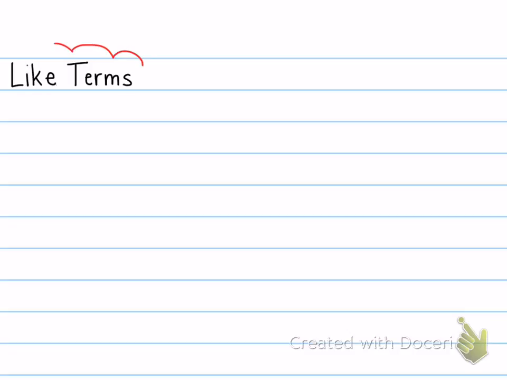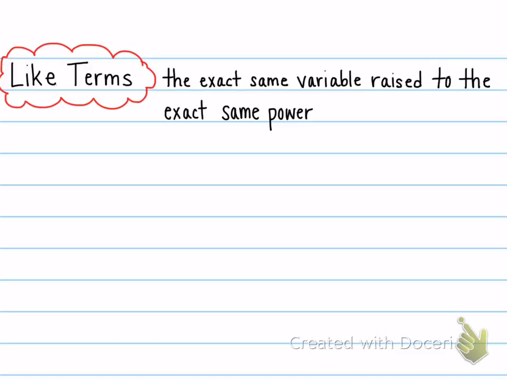Okay, so like terms are when you have the exact same variable raised to the exact same power. It does not matter what the coefficient is, because the coefficient is what we're going to be combining, and then the variable will stay exactly the same. Here is an example. If I give you 4x plus 3x, those are like terms. They both have the exact same variable, x, and they're raised to the exact same power. They don't have a power on it, which means the power is 1. Because they are the exact same thing, we can add them together.